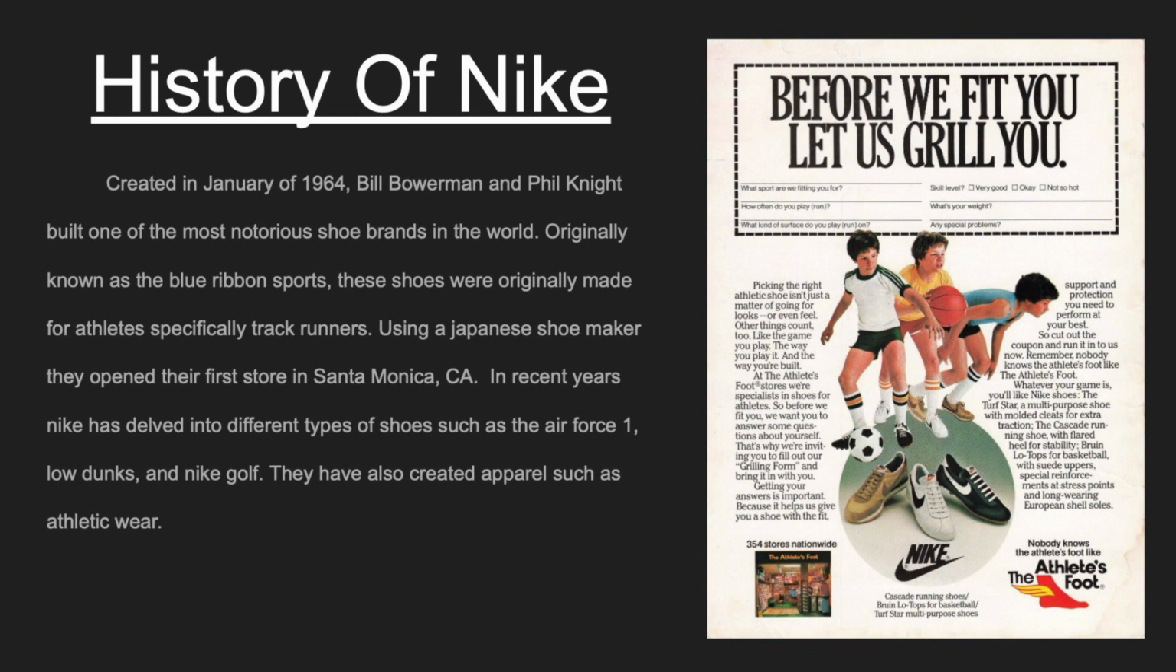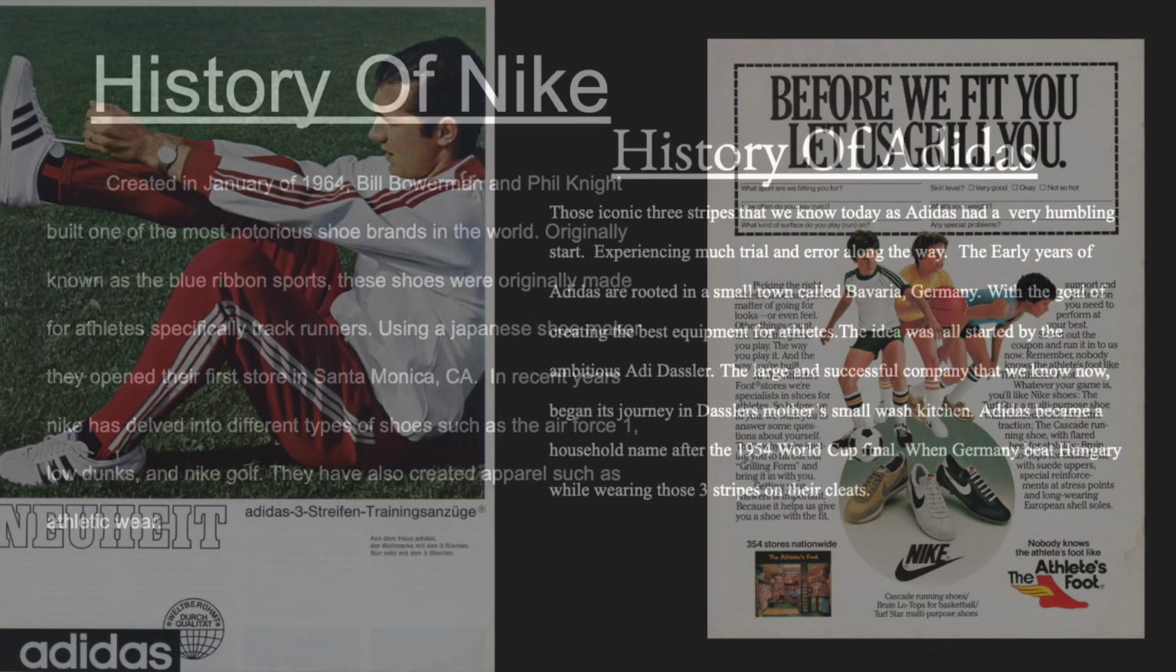The history of Nike. Created in January of 1964, Bill Bowerman and Phil Knight built one of the most notorious shoe brands in the world. Originally known as Blue Ribbon Sports, these shoes were made for athletes, specifically track runners. Using a Japanese shoemaker, they opened their first store in Santa Monica, California. In recent years, Nike has delved into different types of shoes such as Air Force Ones, Low Dunks, and Nike Golf. They have also created apparel such as athletic wear.